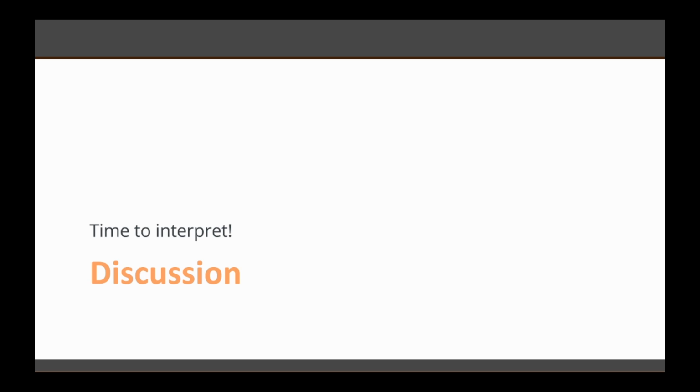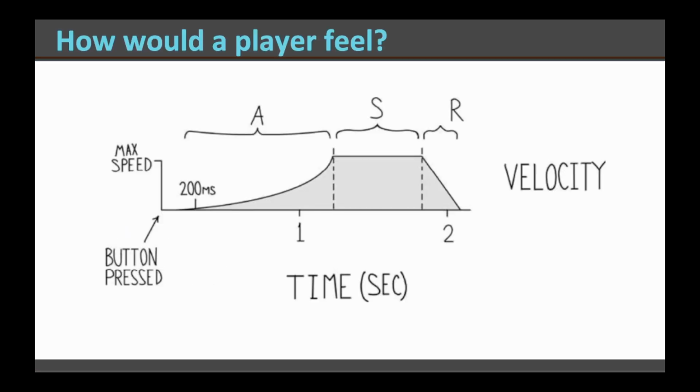Now I'm going to give you some of these. The dreaded interpretation time with discussion. All right, how would this one feel? It takes a little over a second to get up to your sustained speed, and then a linear release. How would this feel? And what type of entity would have this motion, this curve, this speed? I'm going to give a moment to let some other people think about it as well, and then I'll call.